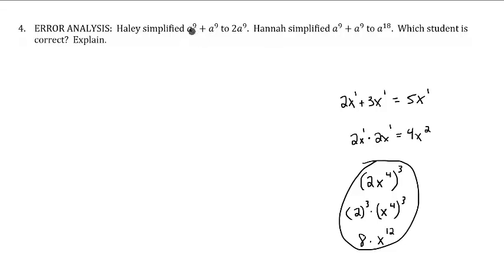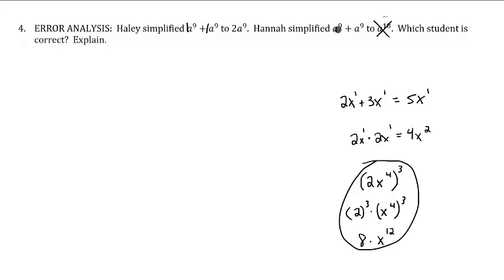So what Haley did here was keep the exponent, right, because we're adding, so that's good. And then there's an invisible 1 in front there, and there. So 1 plus 1 is going to be 2. So it seems like she did it correctly. There's no errors. Hannah had the same thing, but it looks like she took 9 and then added a 9 to it to give us 18. That's going to be incorrect.